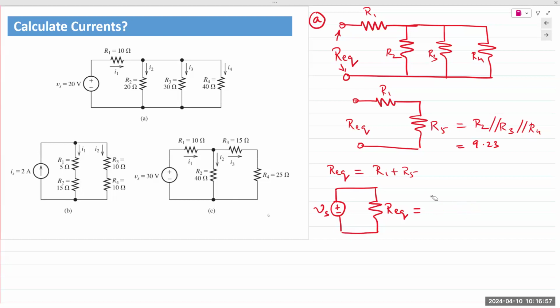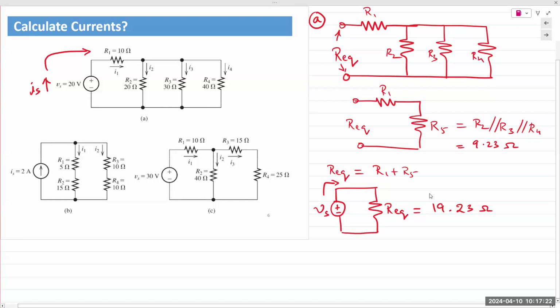And so Req is 19.23 ohms. I can't do elementary math. Now, once you have that, you simply apply Ohm's law. And I'm going to state this current as IS. IS comes down here, and then it gets divided into I2, I3, and I4. So if IS is being supplied by the voltage VS, it causes a voltage drop.